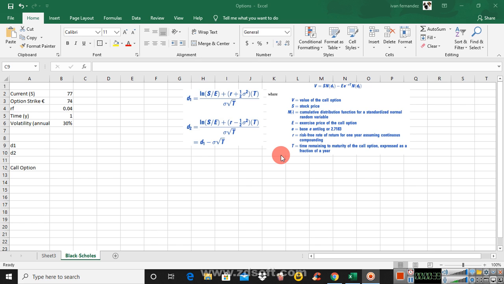So what's a European option? A European option is one that cannot be exercised until maturity. American options can be exercised anytime before maturity and at maturity as well, of course. So the European options are more restrictive. So the Black-Scholes, again, can only be used for European style options where there is a beginning and an end.